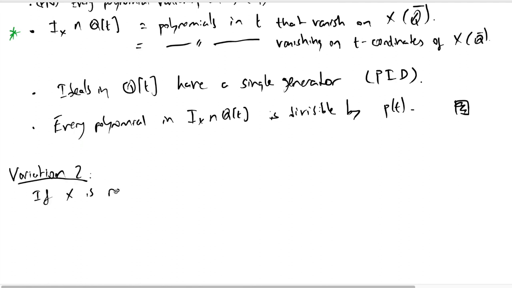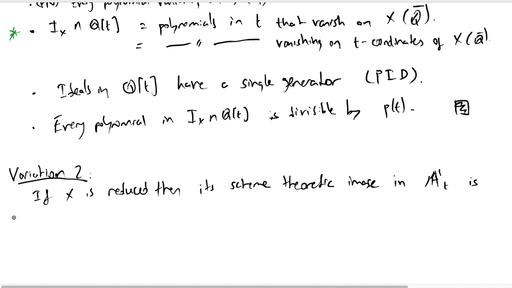If X is reduced, then its scheme theoretic image, so we know its set theoretic image of its closed points, but I'm saying scheme theoretic image, so with this non-reduced structure, if there was any, scheme theoretic image in A1, the one I denoted by A1_t, is precisely the zero locus of Pt. So zero locus, or the zero scheme of Pt.